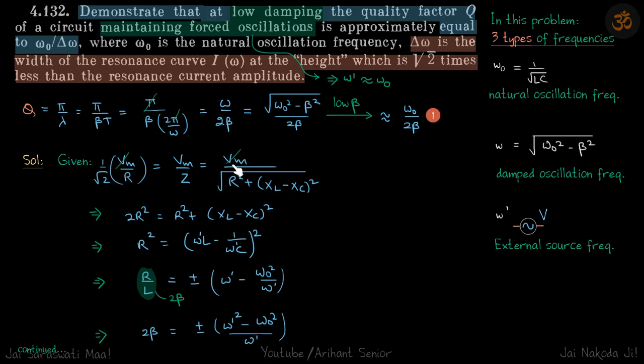Alright. So Vm will get cancelled. If you cross multiply, you will get R square equal to omega dash L minus 1 by omega dash C whole square. Now, I need the term of beta. So let's introduce beta by taking the L out from here and taking it on this side. So this becomes R by L, and we know R by 2L is beta, or R by L is equal to 2 beta. So 2 beta is plus minus omega dash minus omega naught square by omega dash. So let's continue. If you cross multiply, this will become this. Let's continue on the next page.